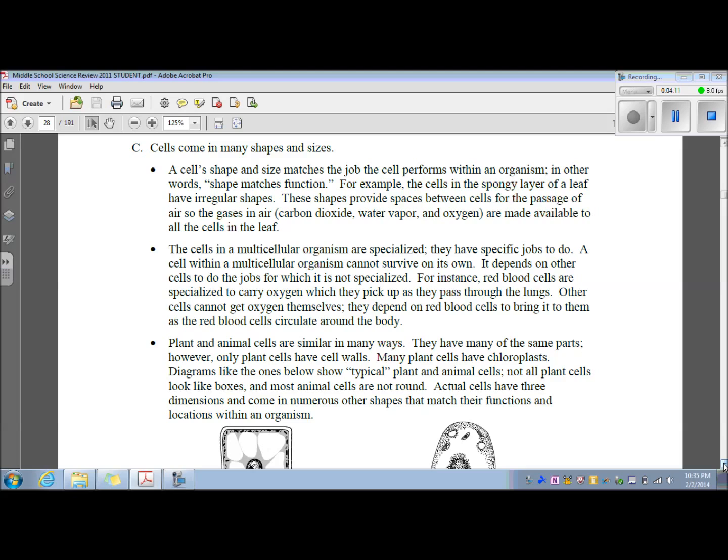The cells in a multicellular organism are specialized. They have specific jobs to do. A cell within a multicellular organism cannot survive on its own. It depends on other cells to do the jobs for which it is not specialized. For instance, red blood cells are specialized to carry oxygen, which they pick up in the lungs. Other cells cannot get oxygen themselves. They depend on red blood cells to bring it to them, as red blood cells circulate around the body.